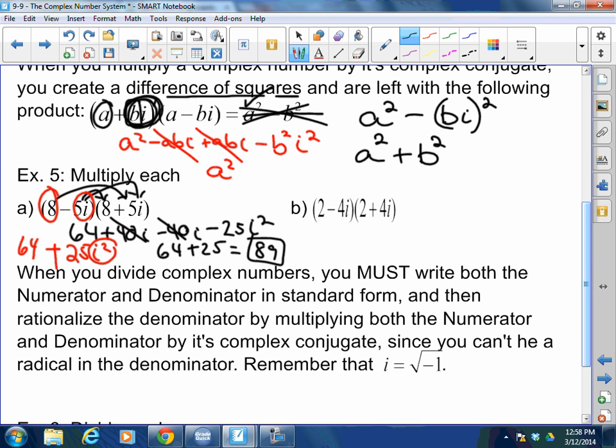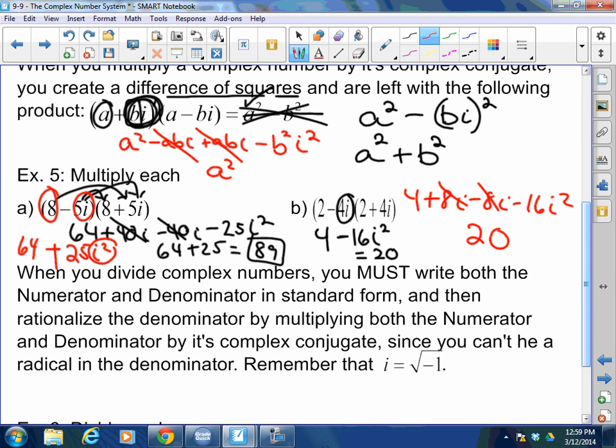Or you could just do it out the long way. So the first term squared is 4 minus the second term squared is 16i squared. So that's going to equal 4 plus 16, which is 20. Or you do the long way. 2 times 2 is 4. Plus 8i minus 8i minus 16i squared. They cancel. That becomes positive, and it's 20. Either or, I don't care. Whatever makes your life easier. Does that make sense, though?